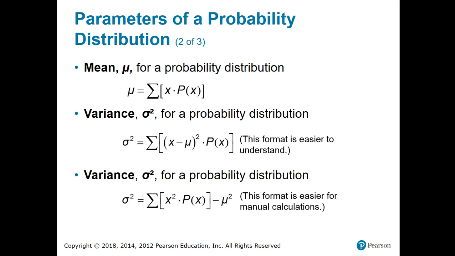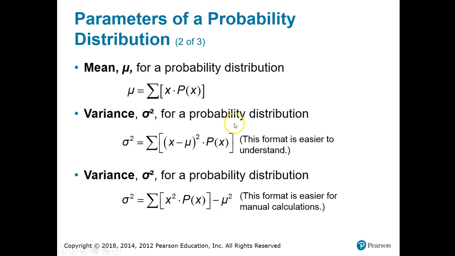Remember, the big sigma, this thing right here, means we're summing it. So for the heads thing, this would be 0 times 0.25, 1 times 0.5, and then 2 times 0.25. And you add those all up together to get your average, which will probably be 1, my suspicion.